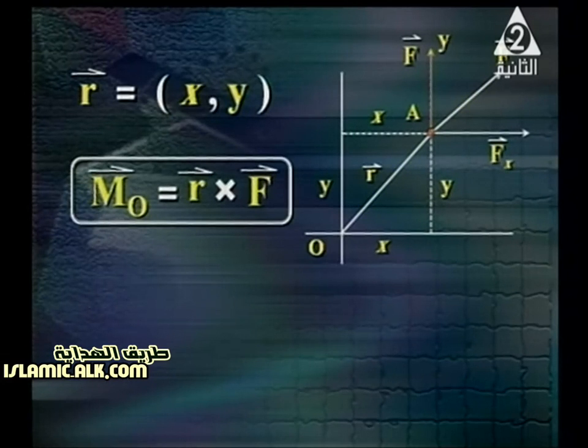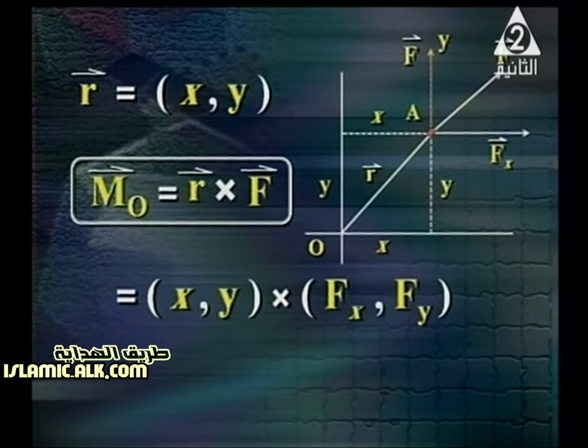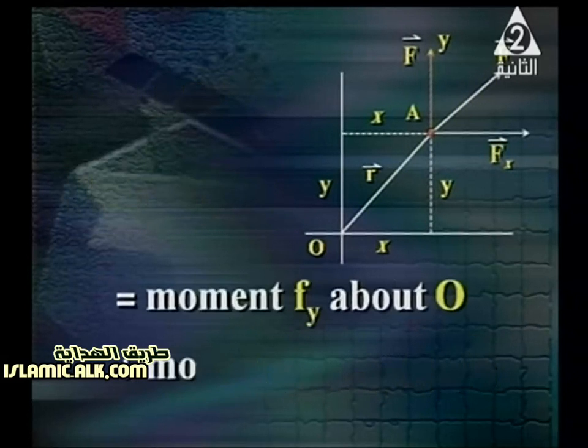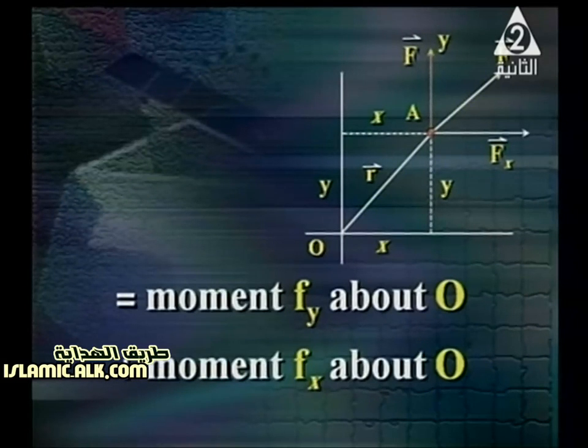R vector (x, y). The moment about point O, the origin, equals R vector cross F vector. R vector means the point (x, y). F vector means (fx, fy), two coordinates. Then, by using x multiplied by fy in k, minus y times fx in k vector, this is the moment of fy about O plus the moment of fx about the origin point.